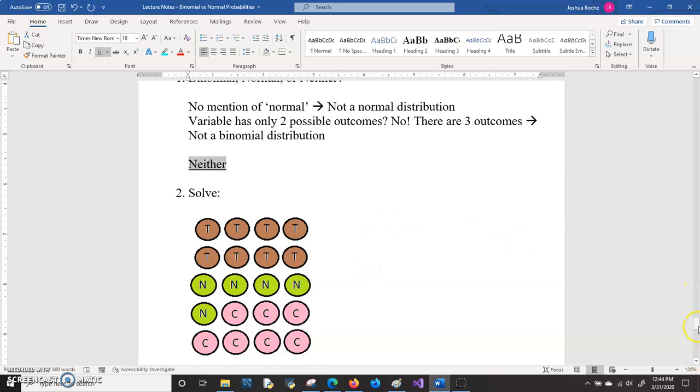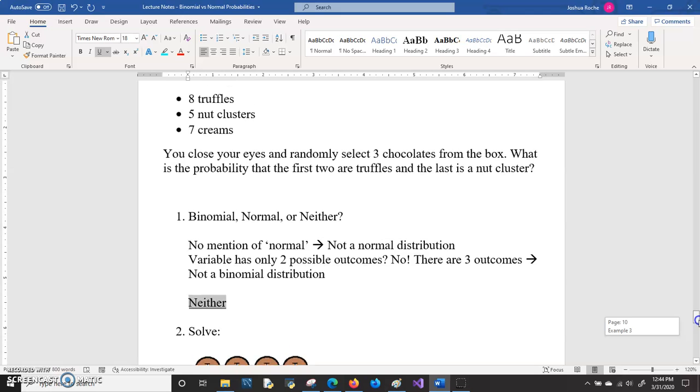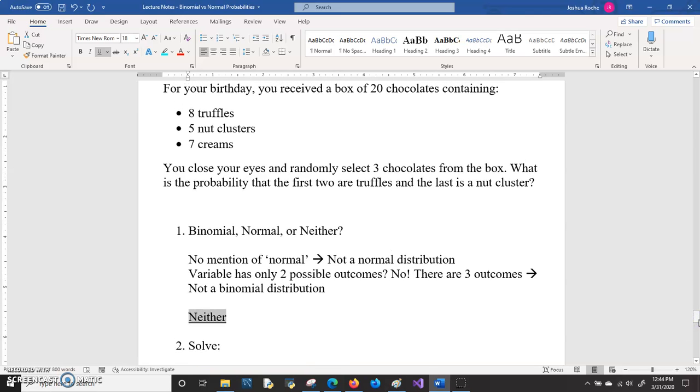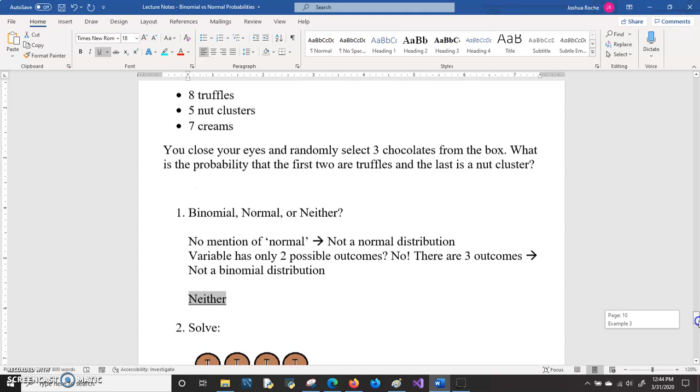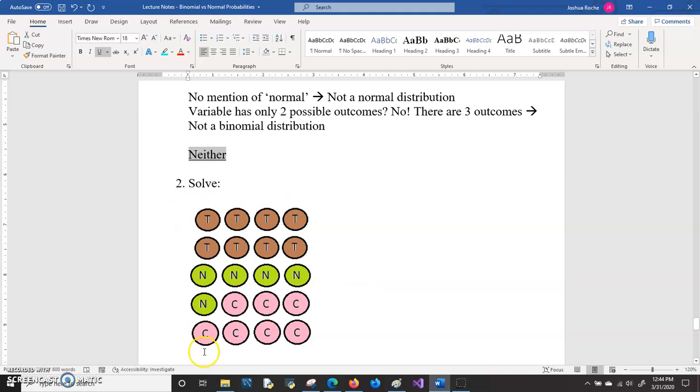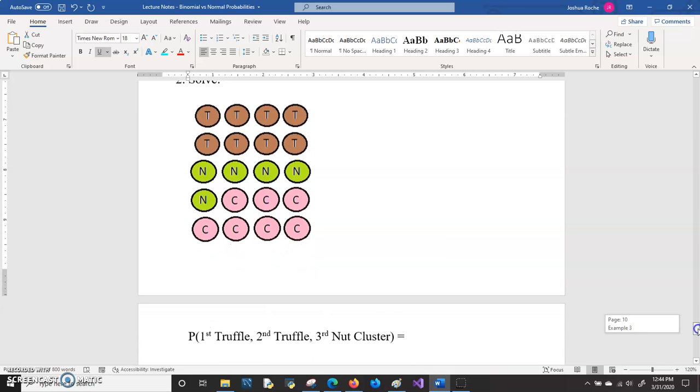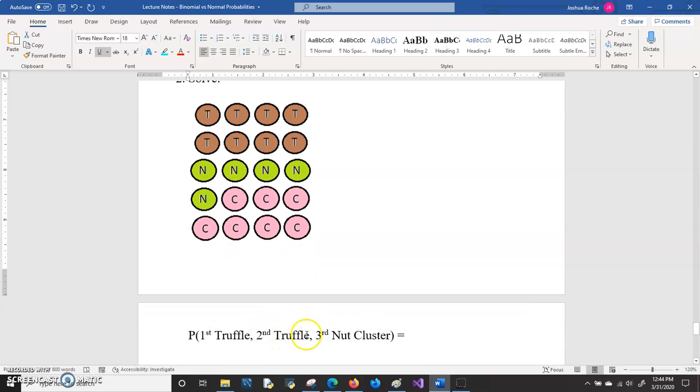And one way of solving all other types of probability problems is to draw pictures and just think about the context of the problem. Think about what's happening. So let's imagine that this is our box of 20 chocolates. Here are the 8 truffles, the 5 nut clusters, and the 7 creams. And we want to find the probability that the first is a truffle, the second is a truffle, and the third is a nut cluster. This is a sequence of events, and that means that you're going to multiply probabilities.